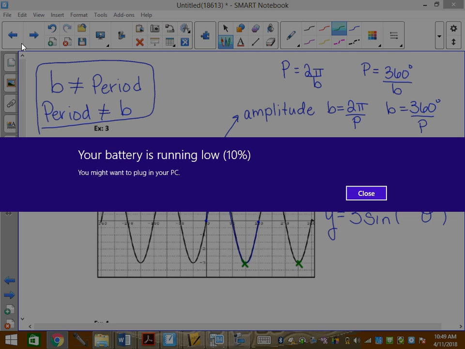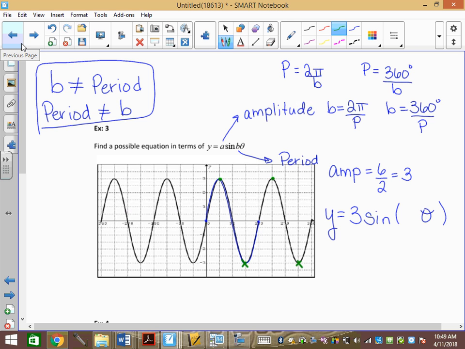So, when does this repeat itself? What are those ticks? 90, 180, 270, right? How long does this one repeat itself?